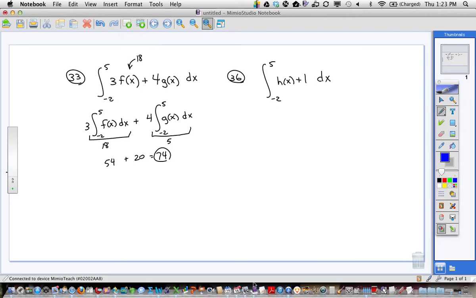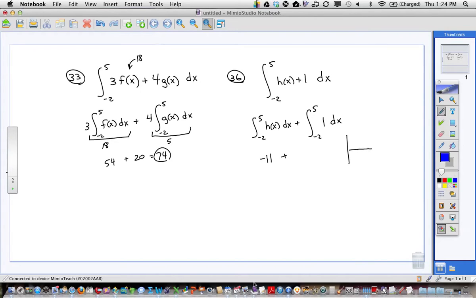There's 2 ways you could do this. One would be the way we just talked about 36 right there. We could split it into 2 integrals. Like so. This would be very much like we just did on number 26. Okay, what is this integral? Now what that means is there's some function h, we don't know what it is, but its area under it from negative 2 to 5 is negative 11. That's what that's saying.